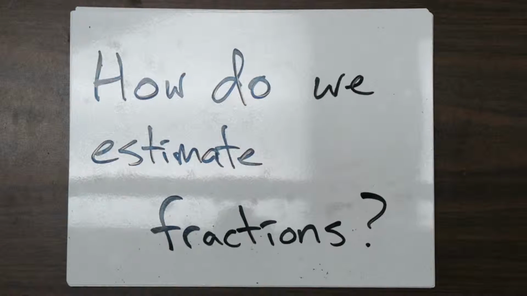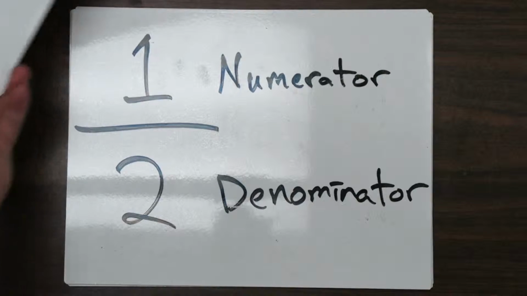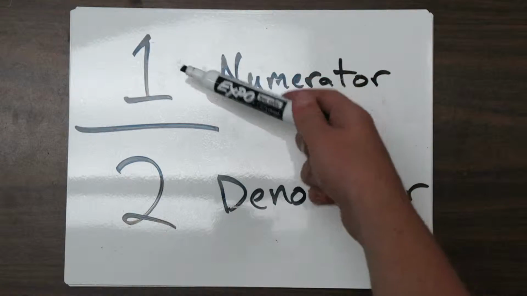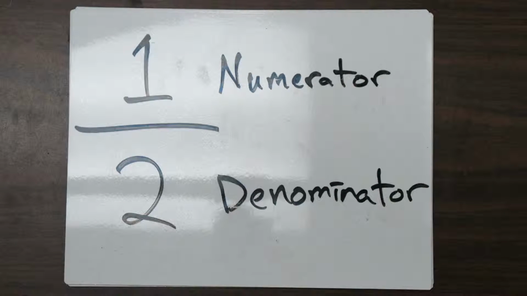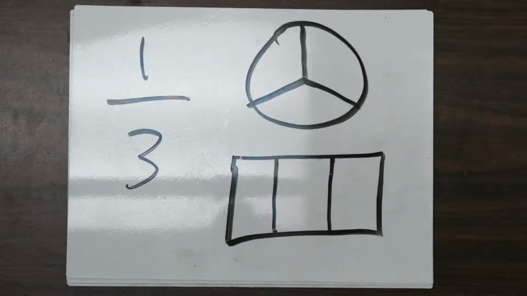Today we're talking about how do we estimate fractions. Well, first off, let's go ahead and talk about the different parts of a fraction. So we have a numerator, which is the top number, and then we have a denominator, which is the bottom number. So the denominator tells us the total number of parts in our fraction.